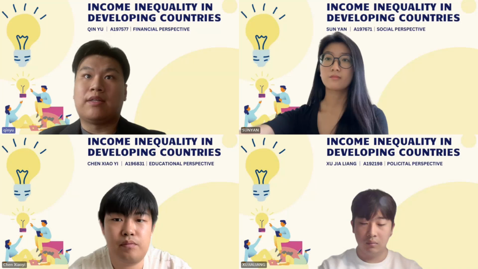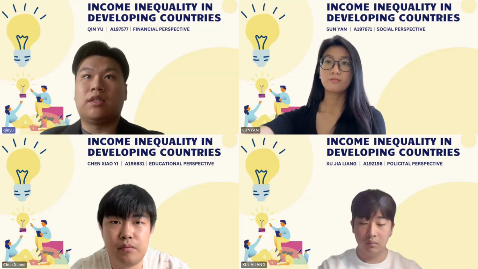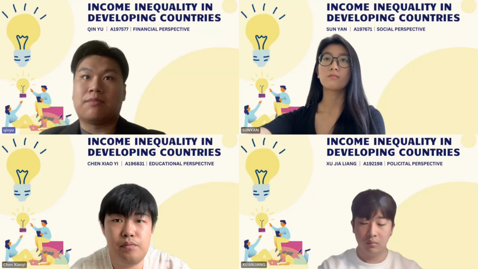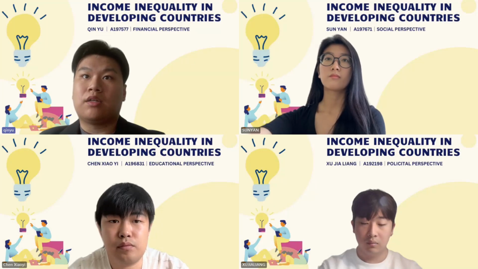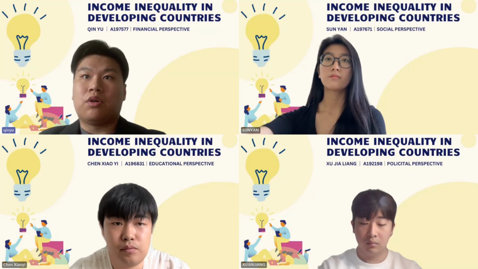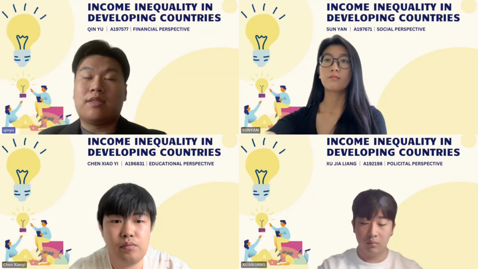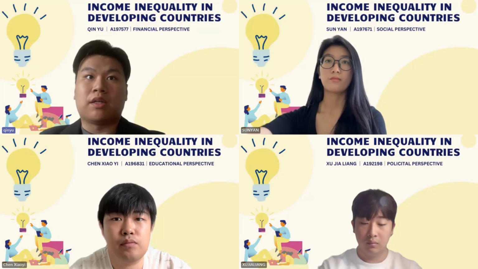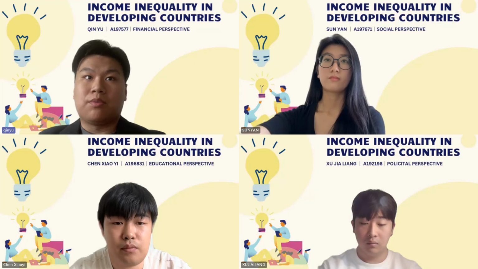My speech title is Fixing Income Inequality in Developing Countries. Many developing countries are growing fast, but the rich are getting richer, and the poor are still struggling. Why is that? Today I will talk about how government money, tax, and spending can help reduce this problem.